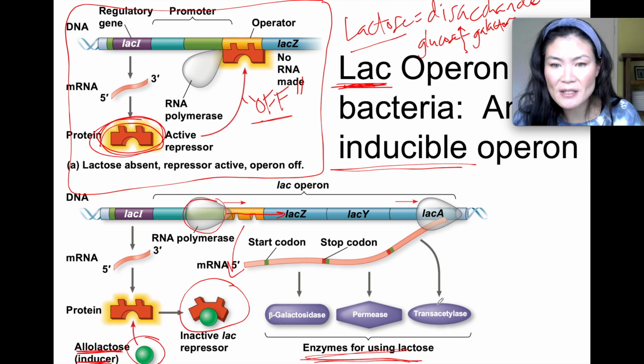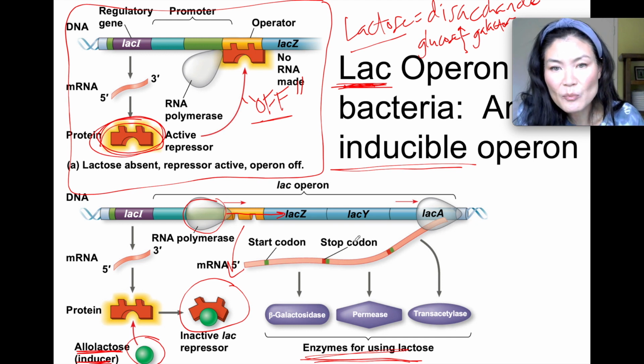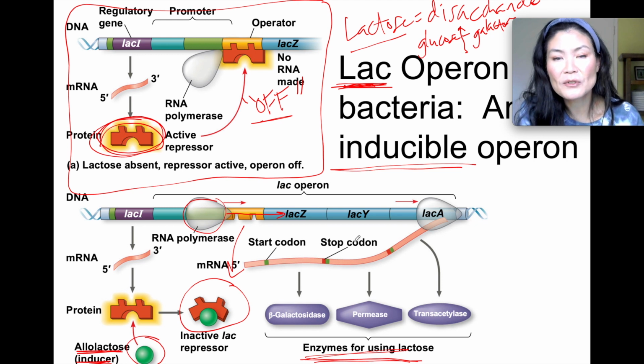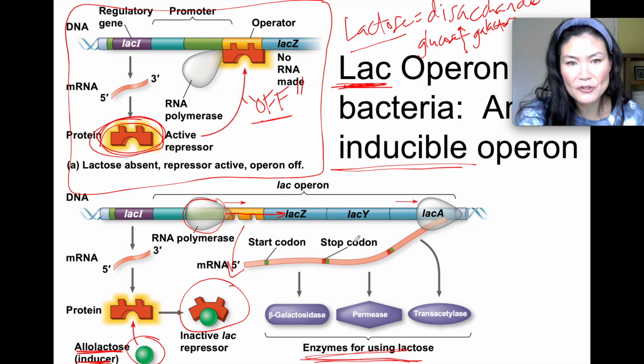So the trp operon is a repressible operon, meaning that it's usually on, but with tryptophan present, it's going to act as a co-repressor and turn off the gene. Whereas the lac operon is an inducible operon. It's normally turned off, but in the presence of lactose, it will be turned on. Definitely need to know these two operons for sure.